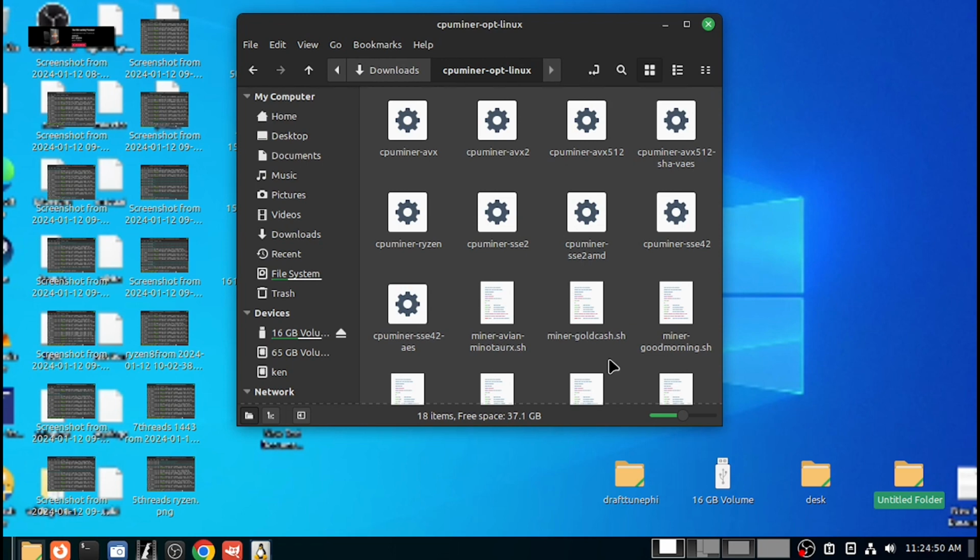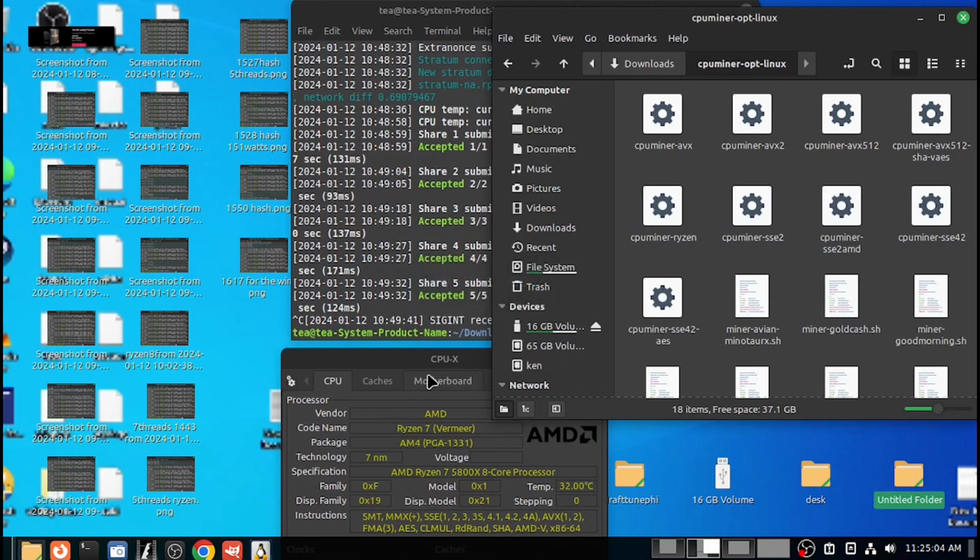Opti, when you open it up, you have subminers inside the folder for the different CPU instruction sets. And those you can find by using CPU-Z or CPU-X, depending on which program you have, and look up instructions. And down here at the bottom you can see it's got SMT, MMX, SSE, 1, 2, 3, 3S, 4.1, AVX. So all you do is just match these up to the programs in the miner. That way you can get optimum settings.